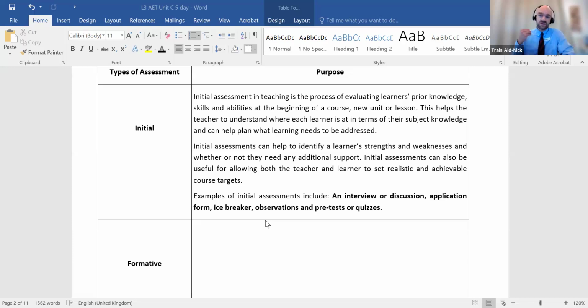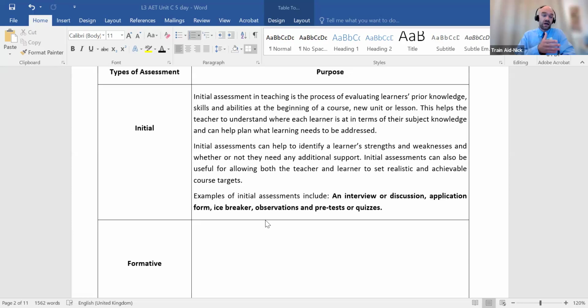So as a teacher, it's absolutely vital that we conduct formative assessments, though, so we're checking in with our learners as much as possible to see whether or not they're taking on board the information, whether they're grasping the course content as well. So think of the formative assessment as a pilot.